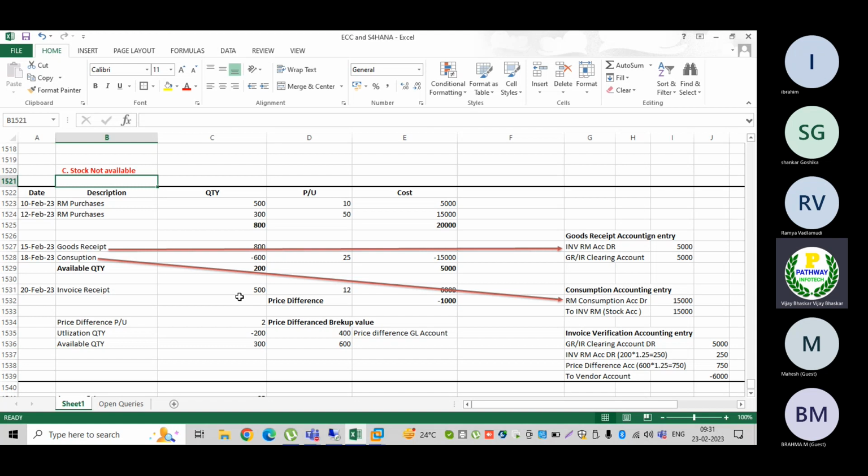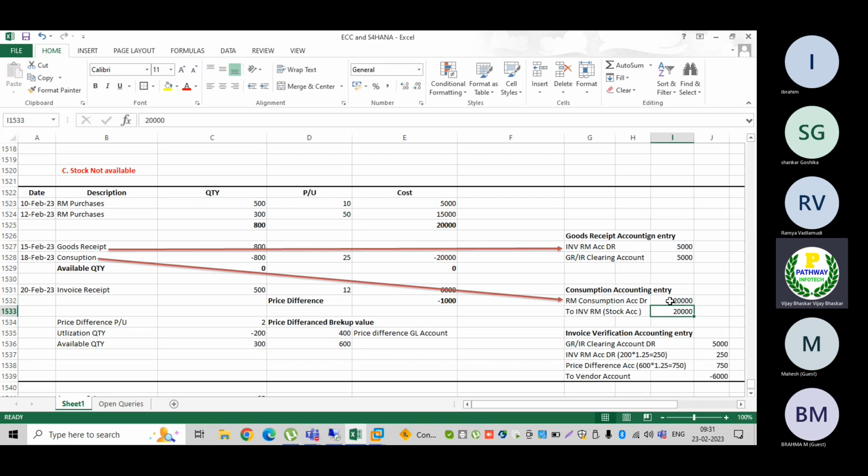Whatever stock I have is just 800 quantity, and the consumption is also 800, so the final stock would be 0. The total which I have utilized is 20,000 rupees, and the stock value is now 0. So there is no stock, and full utilization has happened here. Then inventory raw material account at 5,000, then the consumption account.